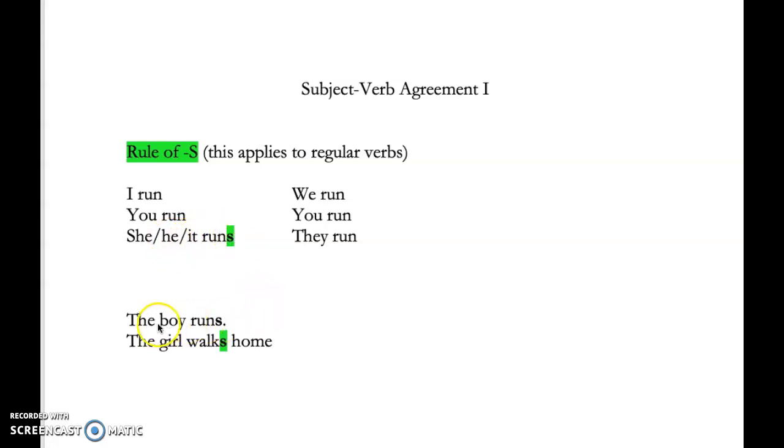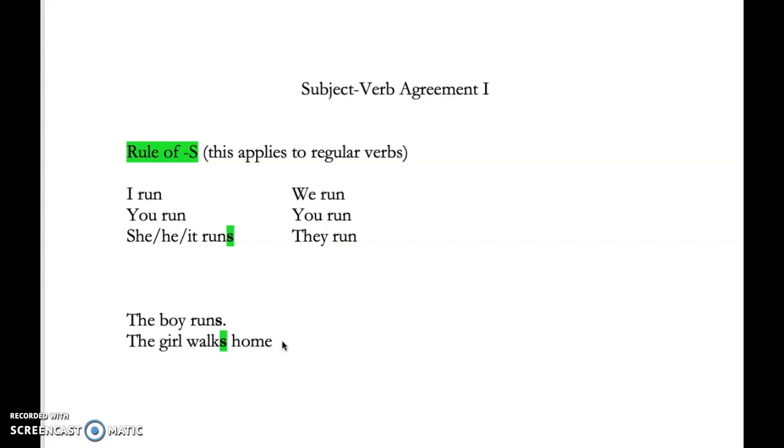So for example, I might say, the boy, one boy, runs, so I'll give it an S. The girl, one girl, walks, so I give her the S. Sometimes people find this confusing because in English, when we want to make a noun plural, like go from boy to boys or girl to girls, we add an S.